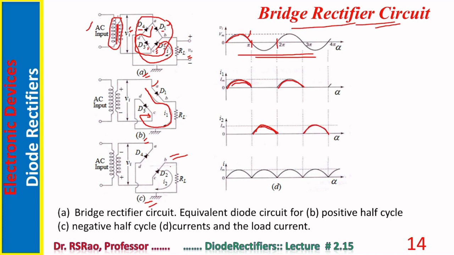The current through the load is I1 plus I2. When we add I1 and I2, we get a waveform like this, which is shown in D. Notice this waveform appearing in D is the same as the waveform at the output terminals of a full wave center tapped rectifier circuit.